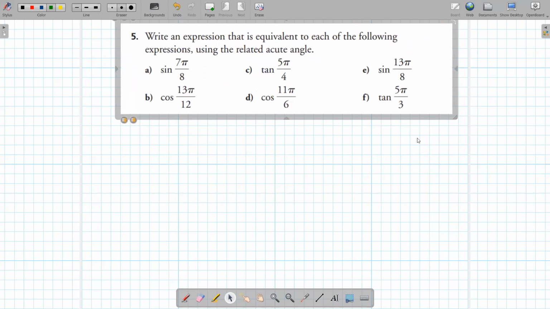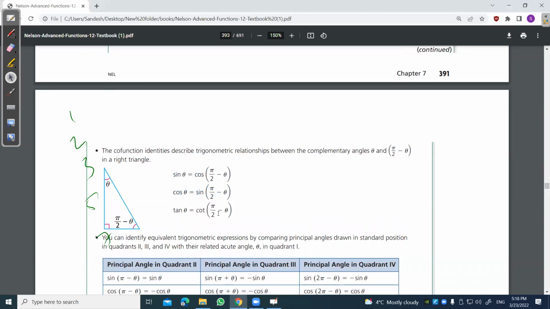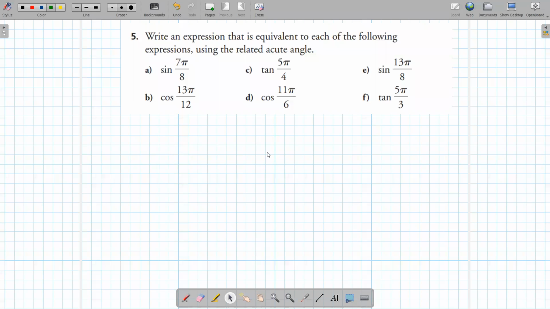Right. So if they ask you to use cofunction, you want to use this one, right? Cofunction means not sine, something else. I think that's exactly what that means. Something else. And then when it's saying equivalent, yeah, exactly, you use sine.